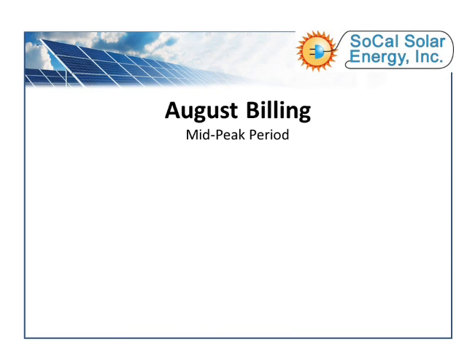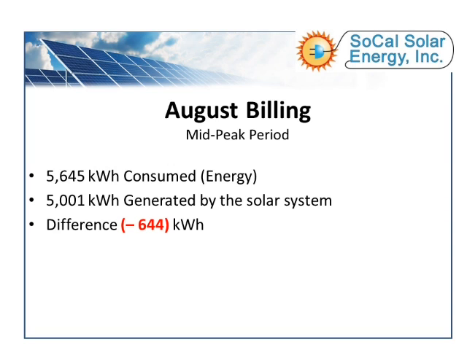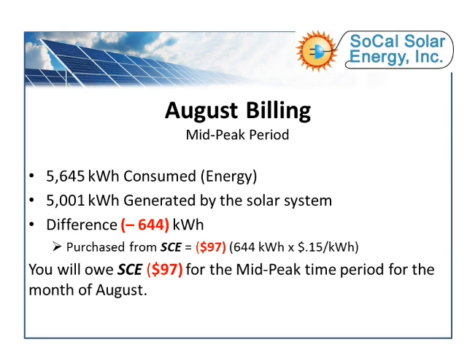Look at the billing for the mid-peak period for the month of August with solar. The plant consumed 5,645 kilowatt hours and the solar system produced 5,001 kilowatt hours, which is 644 less kilowatt hours than what was consumed. The rate for the summer mid-peak energy is 15 cents a kilowatt hour. The plant will now be debited $97 for the month of August.